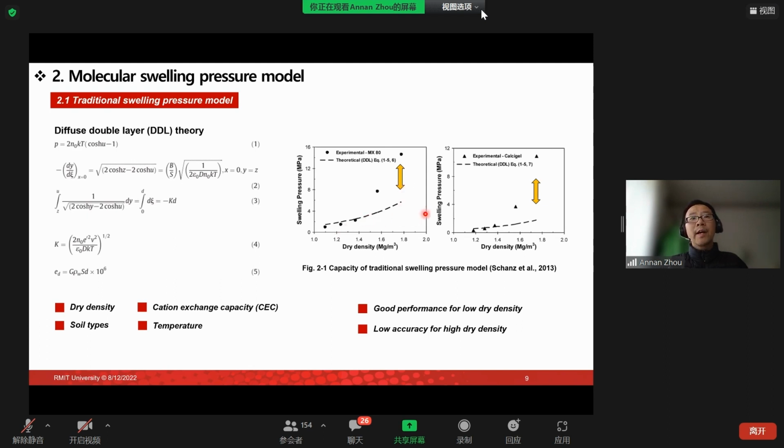So here we have two examples. We can see for the dry density between 1.1 to 1.4, the DDL method shows very good performance for two different expansive soils. However, the predicted swelling pressure is significantly lower than the measured swelling pressure if the dry density is higher than 1.6.